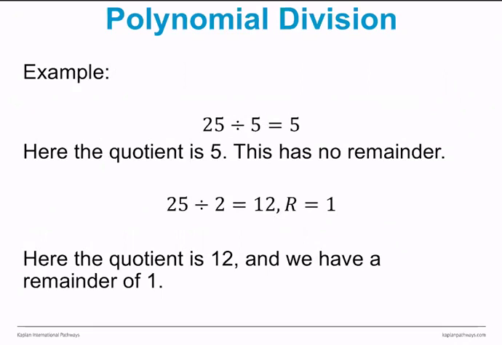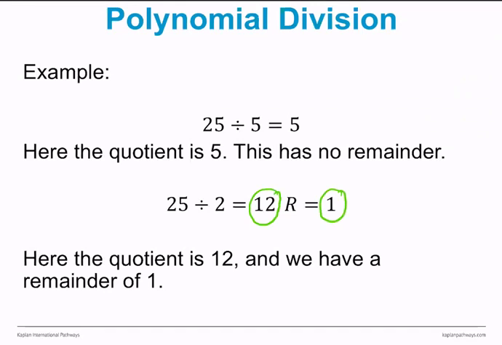Same thing as when you divide numbers, like for example here we have 25 divided by 5 is 5. There is no remainder because 5 times 5 is 25. And in the other example here, 25 divided by 2 is 12 and the remainder 1, because 12 times 2 is 24, so there is a remainder 1, okay? Same thing, what we call the 12 here, we call it the quotient, and the 1 here is the remainder.